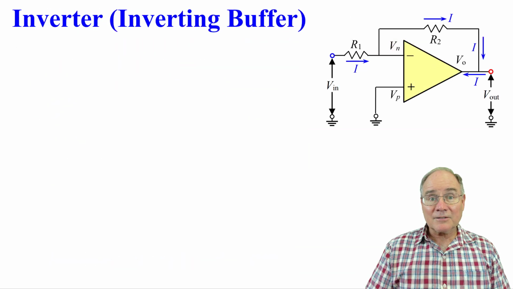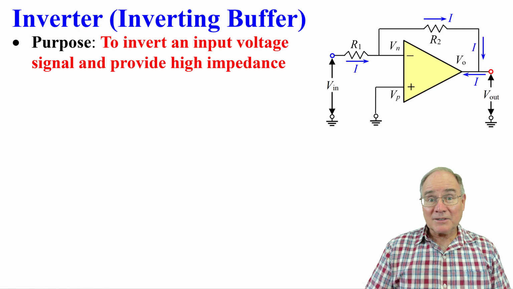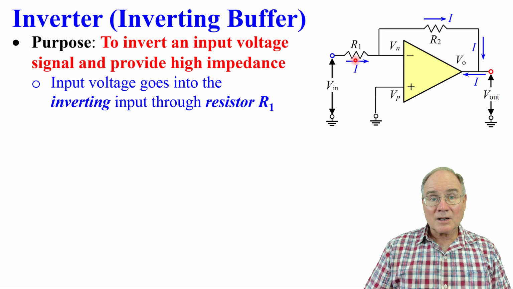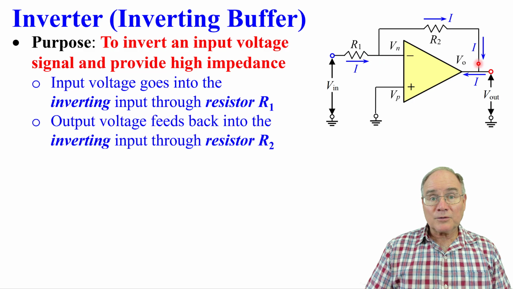Now consider an inverter, also called an inverting buffer. Its purpose is to invert an input voltage and then provide high impedance to the signal. Here, input voltage goes into the inverting input through resistor R1. Output voltage feeds back through resistor R2 into the inverting input.